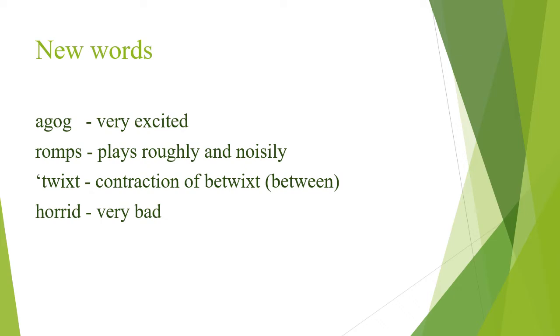So for example, I can say, there is a painting twixt the door and the window. If there is a painting between a door and a window, then I can say there is a painting twixt the door and the window. Do you understand? Now you make a new sentence.